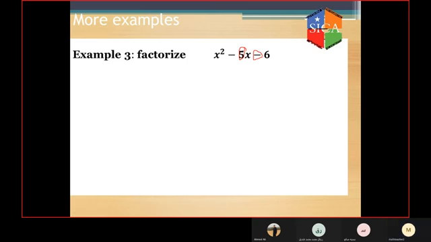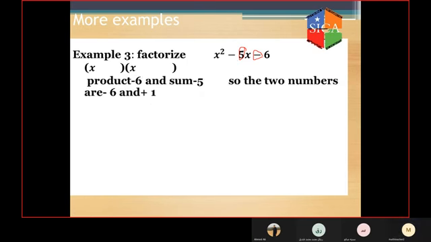But here, one of the two signs is negative and the other is positive. The greater number takes the sign of the middle term. We factorize x squared as x times x. The product of the two numbers is negative 6 and their sum is negative 5. The two numbers are negative 6 and positive 1, because negative 6 times 1 is negative 6, and negative 6 plus 1 equals negative 5.